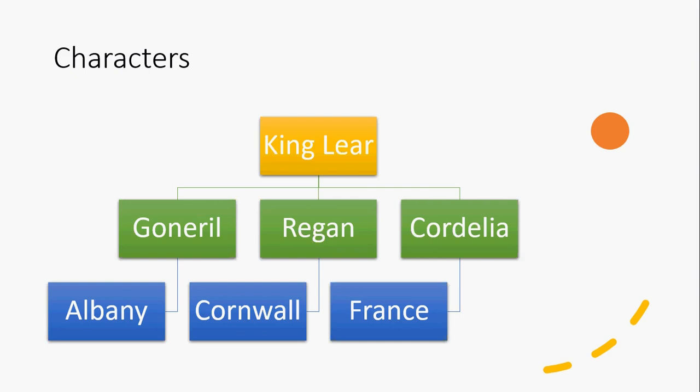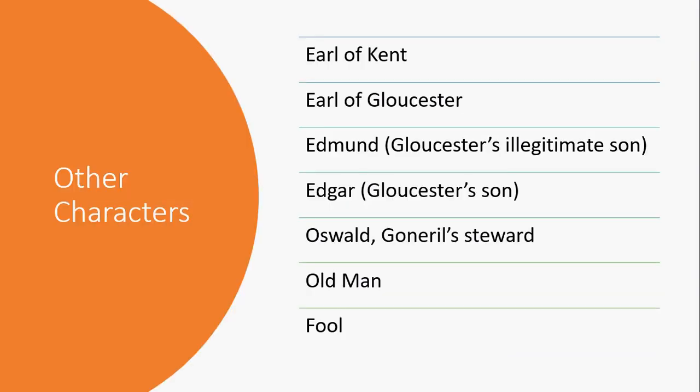On your screen now are the main characters. This is in fact the main family of King Lear. The father, King Lear, has 3 daughters. Their names are given there, who each of the daughters is married to is also given there in the blue boxes. Goneril, the eldest daughter, is married to the Duke of Albany. The second daughter, Regan, is married to the Duke of Cornwall. And Cordelia, the youngest daughter, is married to the King of France.